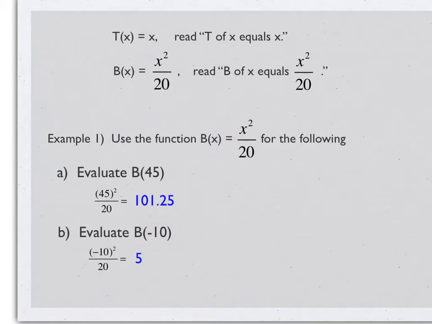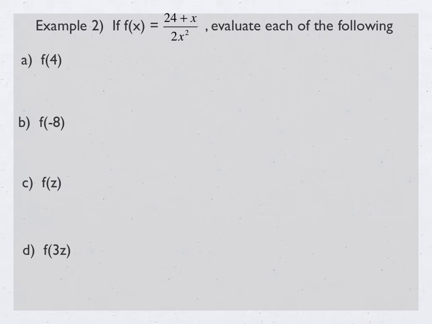place of x. Okay, so again, they're giving you a function. If f of x equals 24 plus x over 2x squared, evaluate each of the following. So f of 4, that's telling you to plug 4 in for x, like this. Notice I just took this x and this x and replaced it with 4. So 24 plus 4 over 2 times 4 squared.